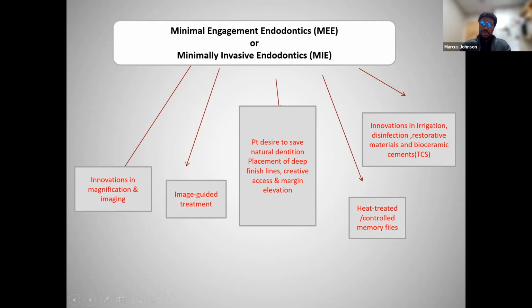Placement of deep finish lines. When we talk about concepts of biologic width, it is a concept, and we can't automatically just assume that 2.04, I think it is, is going to be ideal for every patient. Maybe some patient will be fine with just 1.5. Now, I know not everyone is going to agree with me on that.